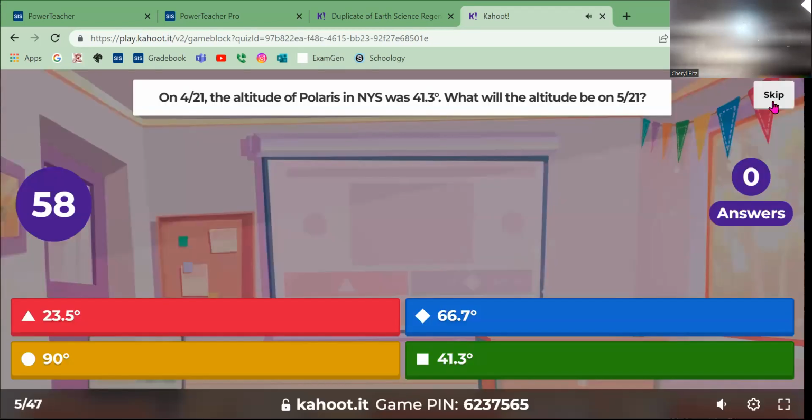On April 21st, the altitude of Polaris in New York State was 41.3. What will the altitude be on May 21st?